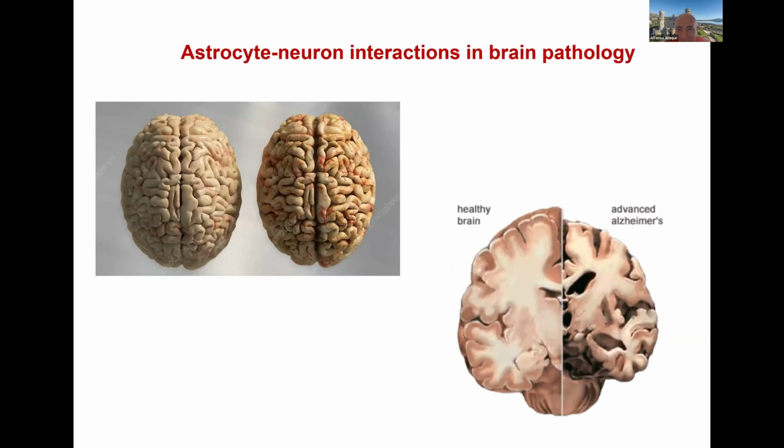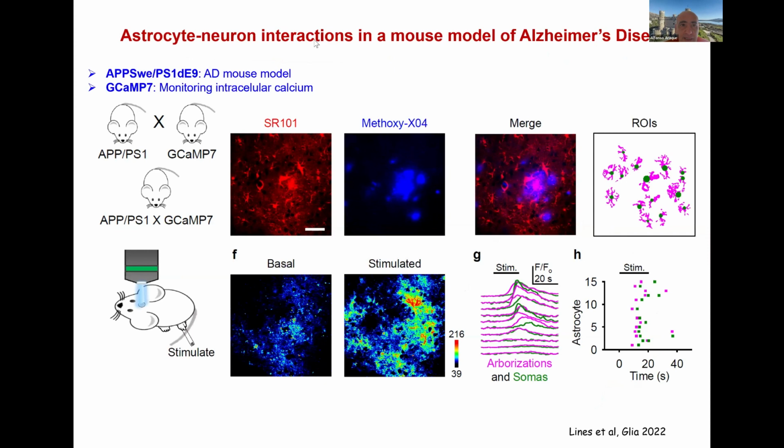Now, how do these changes occur in brain pathology? We were wondering what would be the effect of some brain pathology on this astroglial neural network interaction. And for that, we have been studying the mouse model of Alzheimer's disease, the APPPS1, which is a classical model for Alzheimer's disease. And we crossbred these animals with the GCaMP7 to monitor calcium activity in the astrocytes simultaneously. And we could also monitor the beta amyloid plaques using in vivo labeling with methoxy X04.